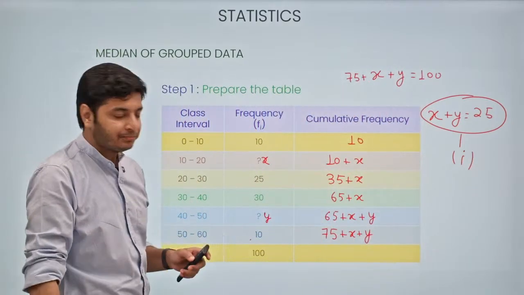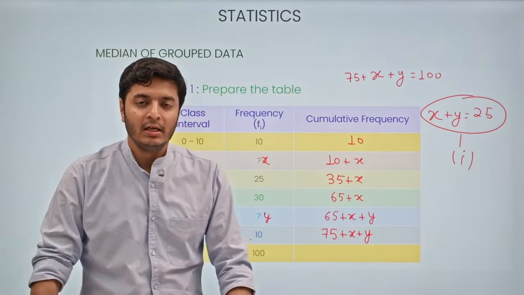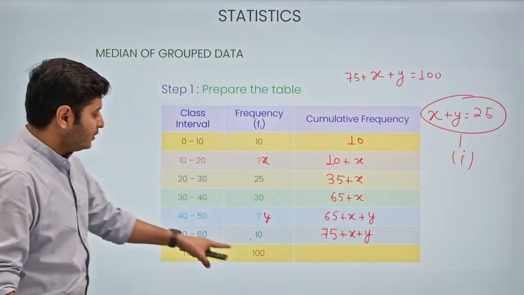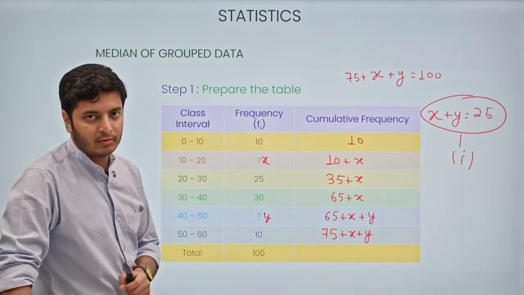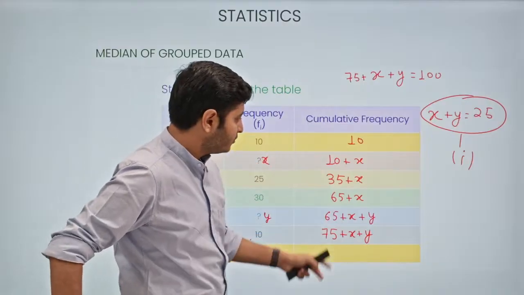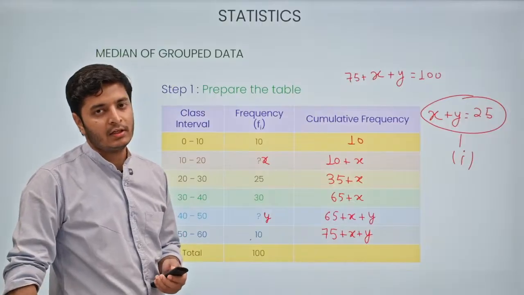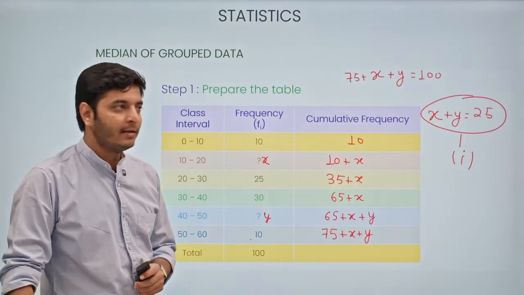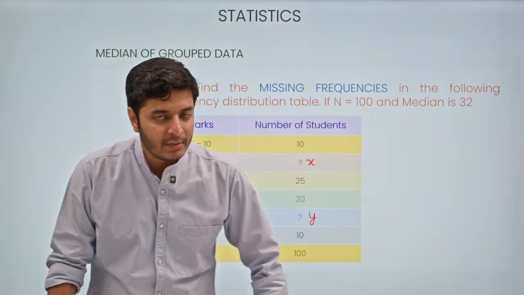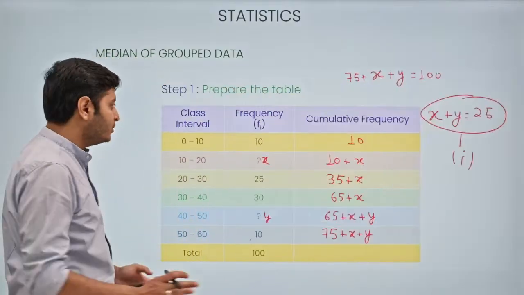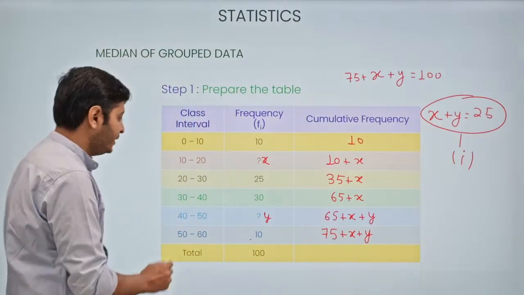Correct? Now, if we know this, we need to understand which one is the median class. Based on the n by 2 value, we find the median class. Here n by 2 is 100 by 2, that is 50, but we are not sure where 50 is. Then how to identify the median class? We can identify the median class here. Why? Because the median itself is given to us, 32. If the median is equal to 32, then this value is in between which class interval? In between 30 and 40, no? So this is our median class.